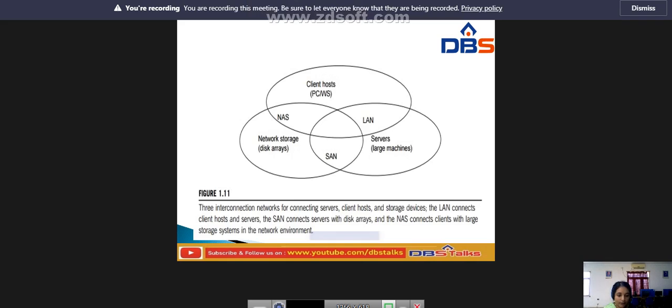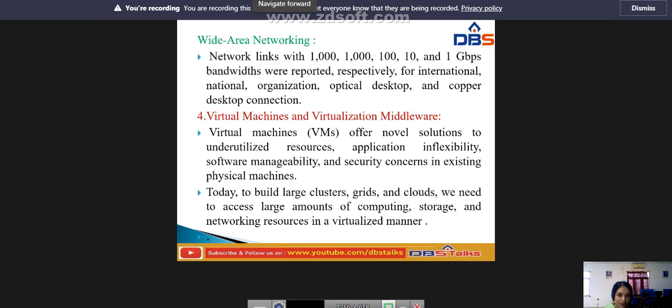So wide area networking. What is meant by wide area networking? The lower curve plots the rapid growth of Ethernet bandwidth from 10 megabits per second in 1979 to 1 gigabit per second in 1999 to 40 to 100 gigabit Ethernet in 2011. It has been speculated that 1 terabit per second network link will become available by 2013.